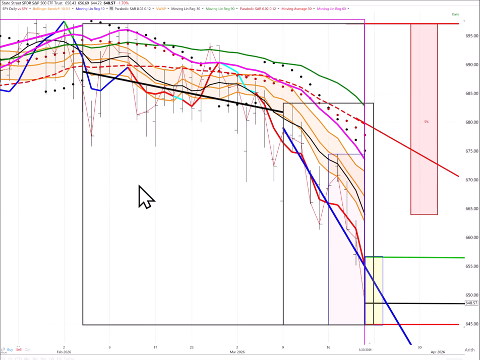Now I will take a snapshot of that as the 30-day health check. Bad and getting worse.